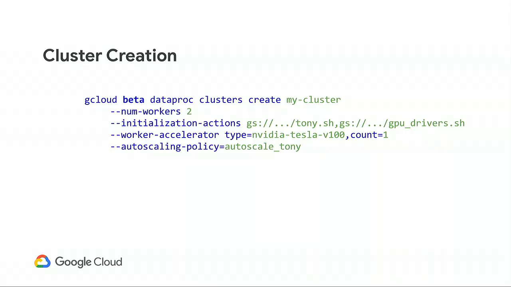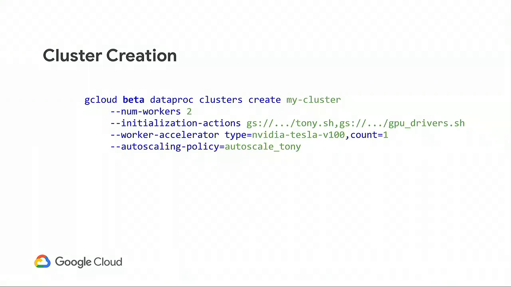In this case, we have 2. The TonY shell script and the GPU drivers. The TonY shell script is going to clone the code from the GitHub repo, and it's going to build the jar file for TonY. In the official shell script, we also provide 2 samples, one with TensorFlow and one with PyTorch code that you can actually use. In the second shell script, because we want to use GPUs, we need to install the drivers, and we need to set up a Stackdriver service that is going to be monitoring the GPU utilization.